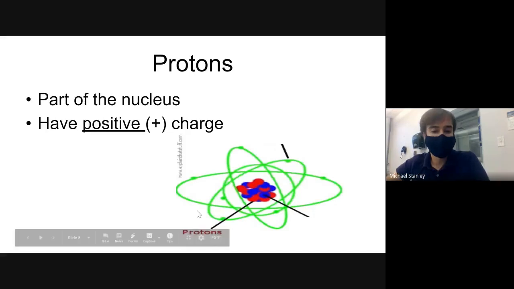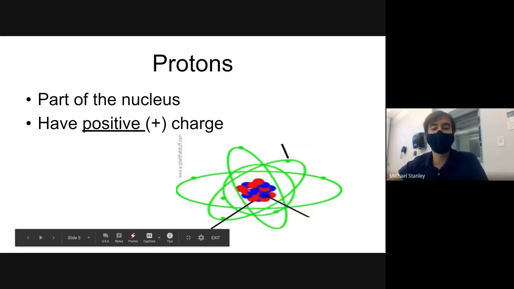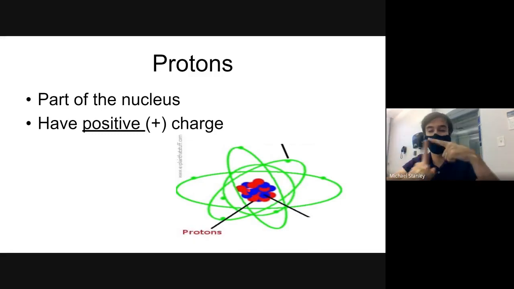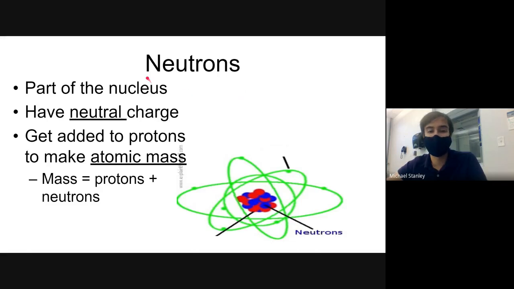All right. So, like I was saying, protons are one part of the nucleus, this little center cluster right here. And they have a positive charge, so a plus charge for our protons. The other guy in our nucleus are the neutrons. So the neutrons are the second part of the nucleus. We have our protons and our neutrons together. That's what makes up our nucleus.